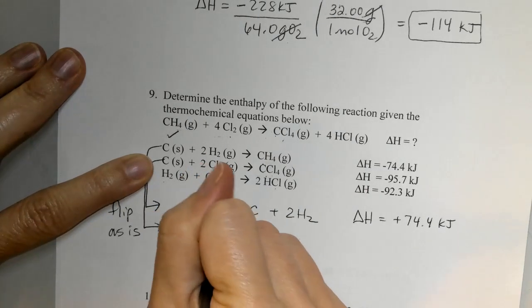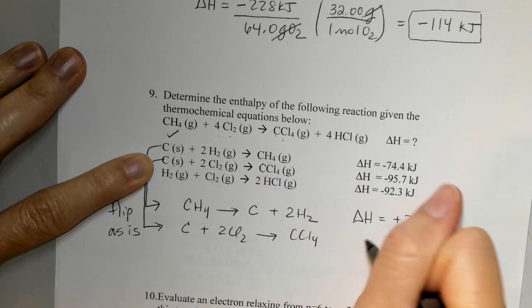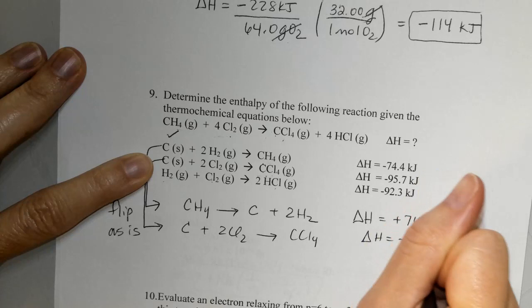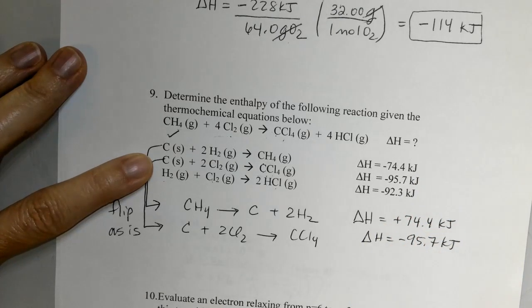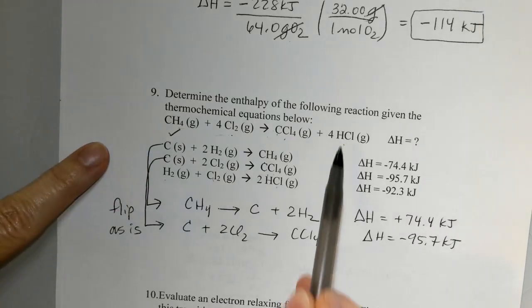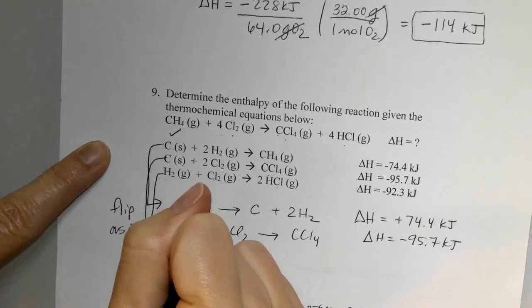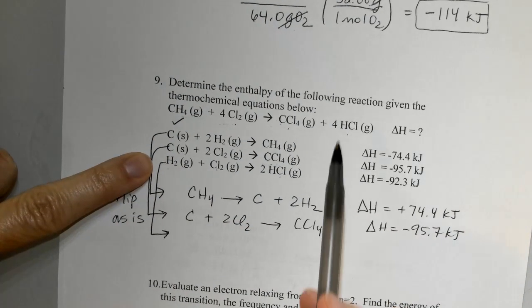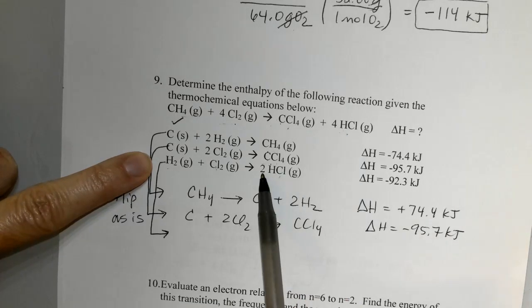So I'm going to take carbon, 2 chlorines, and turn it into carbon tetrachloride. Delta H stays the same, negative 95.7 kilojoules. All right. Last substance here is the HCl. That is only coming from this third equation. So now for my third equation, same two questions. Is the HCl on the correct side? Yes, product and product.